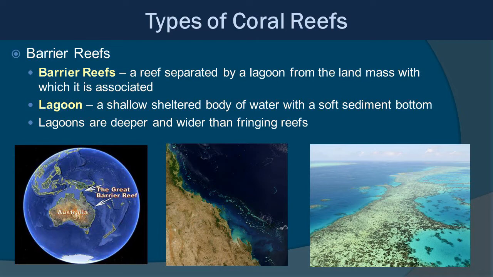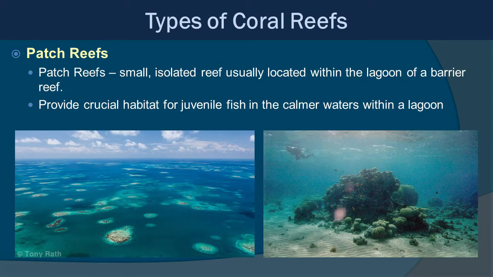Now the lagoon is characteristically sheltered, right? It's a shallow body of water. It has soft sediment along the bottom. And the lagoons are deeper and wider than any lagoon you might see at a fringing reef. But you also have patch reefs that come into play here. A patch reef is essentially a small isolated reef, usually located within the lagoon of the barrier reef, so it's inland from there. They provide lots of little habitats for all sorts of organisms. And it's a sheltered area because the main barrier reef is farther off, blocking the main waves coming from the ocean. So you've got a lot of critical habitat there.